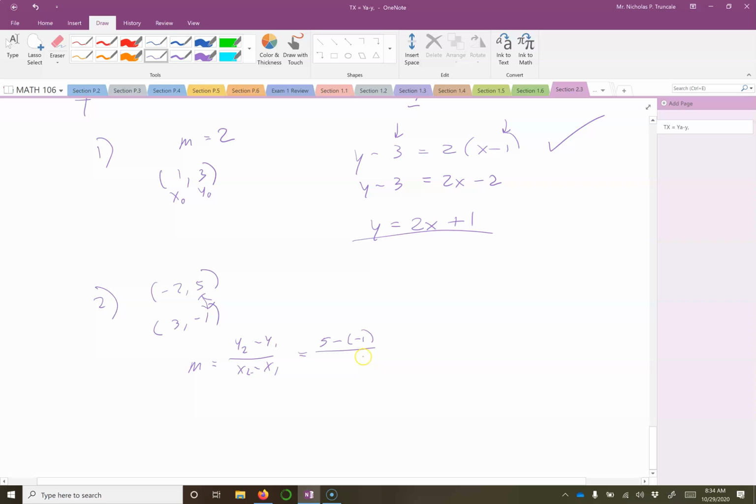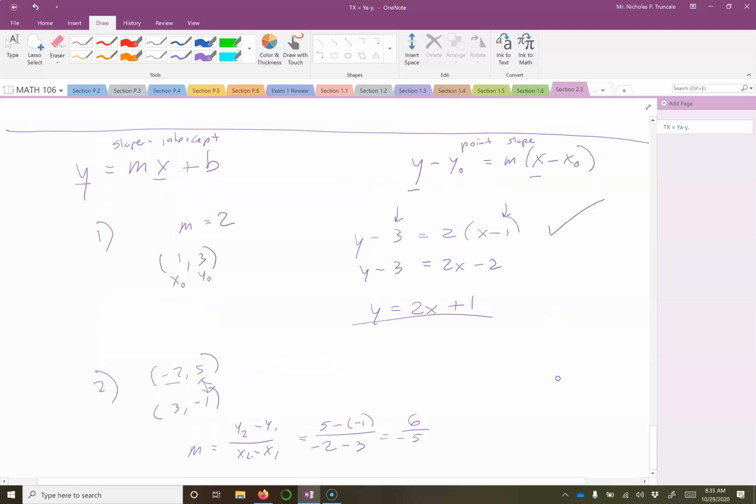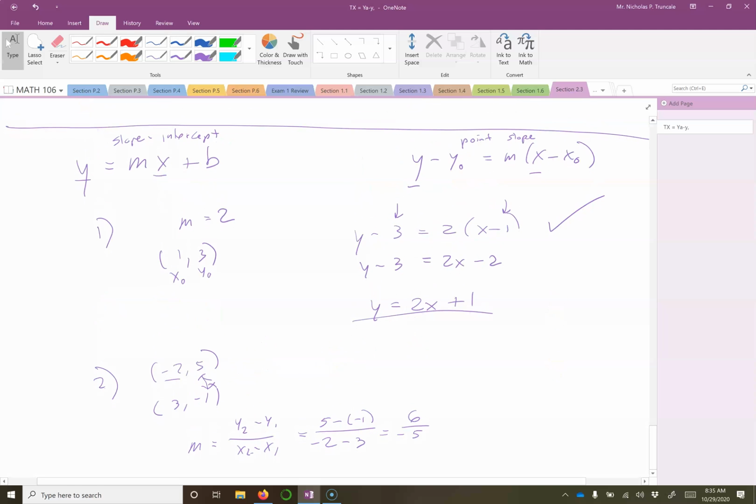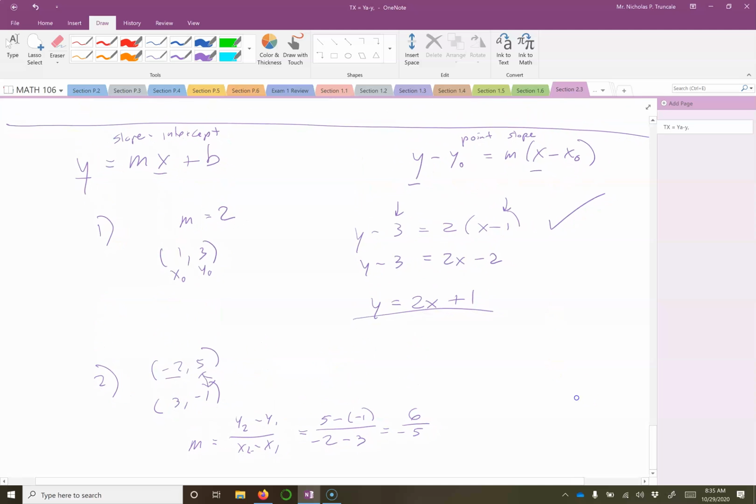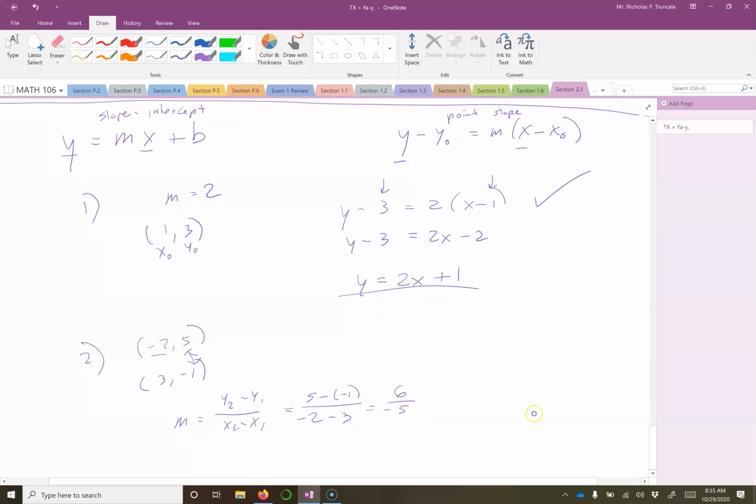And then x2 minus x1 will be, again, I have to start with the 2 here, so negative 2 minus 3. So we get 6 over negative 5. So that's my slope, negative 6/5. Now that I have that slope, I can pick any of those 2 points to use in point slope form. I won't go through that exercise because I clearly just showed you how to do that. So if I gave you 2 points, find the slope and then do the same thing that I just did above. Now there's a couple cases.